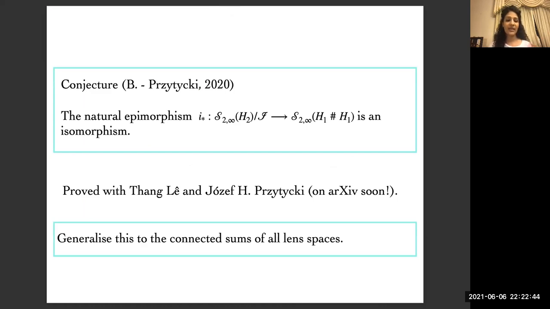In fact, we conjecture that the natural epimorphism of the Kauffman bracket skein modules due to the embedding of H2 into H1 connected sum H1 is indeed an isomorphism. And in fact, this has been proven by Thang Le and Józef Przytycki jointly with me, and is going to be up on arXiv soon in the summer. So the goal that we need to keep in mind is that we're trying to understand the structure of the KBSM of connected sums of three manifolds. So the next step after this would be to generalize this result to the connected sums of all lens spaces and move forward from there.